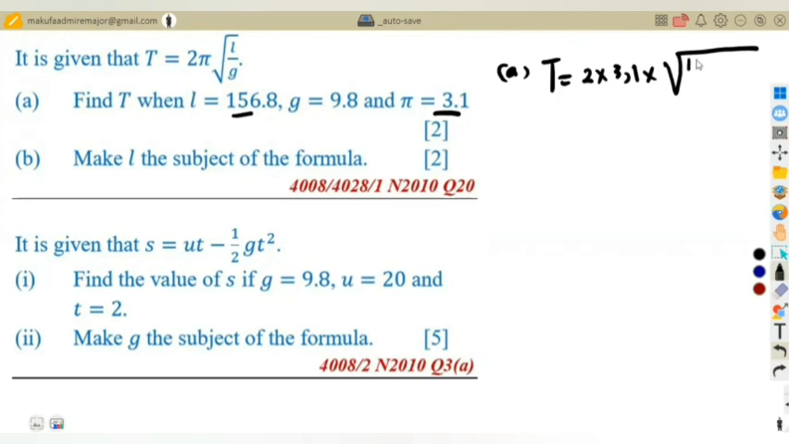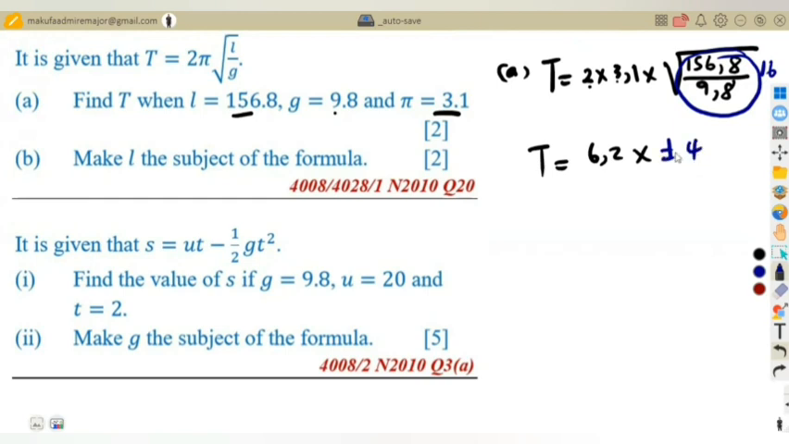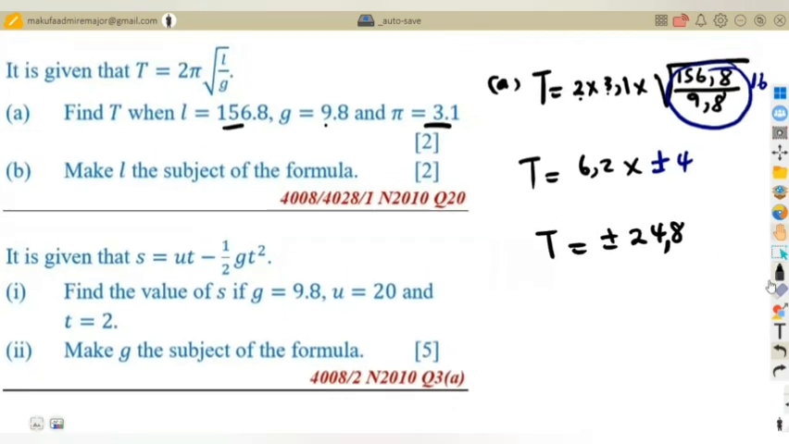Our L in this case was 156,8 over G, which is 9,8 in this case. So if we were to simplify, this was going to be 6,2 times. If we were to divide this properly, guys, we are going to obtain a 16 in this case, and the square root of 16 being plus or minus 4. So we are going to have the plus or minus, or you cannot consider the plus or minus, like I said. So this was going to be plus or minus 24,8 at the end. All right, just prove and see if it is 24,8. All right, so that is what we're supposed to obtain here.